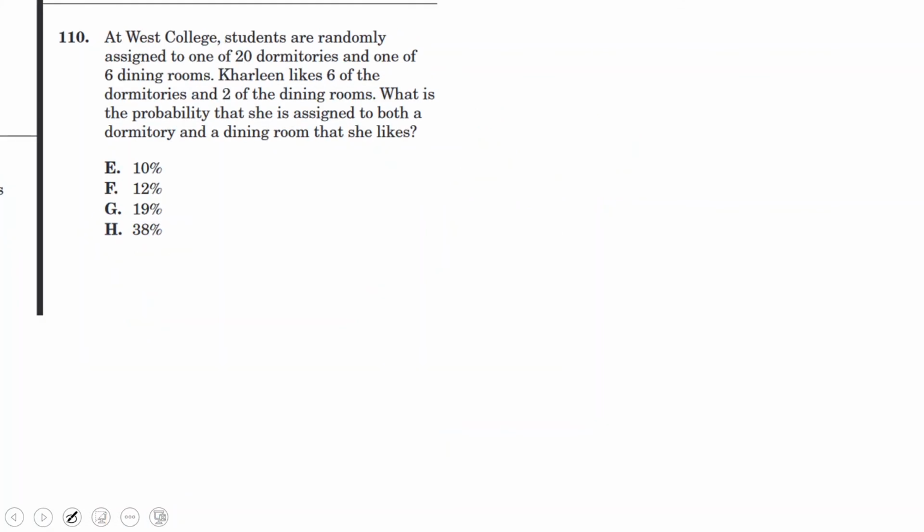Next, 110. West College students are randomly assigned to 20 dormitories and one of the 6 dining rooms. Caroline likes 6 of the dormitories and 2 of the dining rooms. What is the probability that she's assigned to both the dormitory and dining room that she likes? So that is 6 over 20 multiplied by 2 over 6. Cancel that. That is 2 over 20, which is the same thing as 1 over 10, 10%, E.